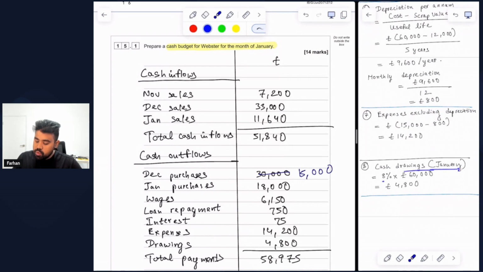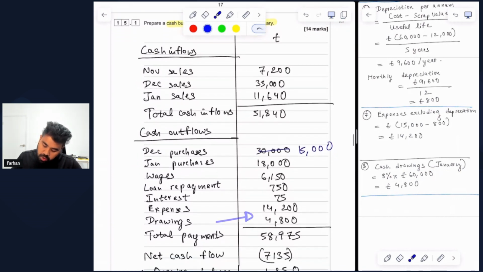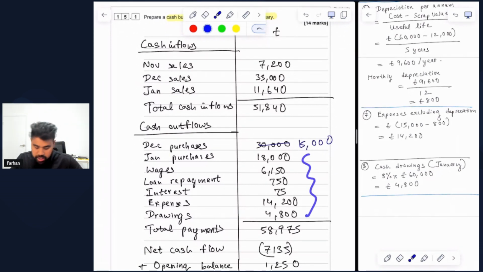And the percentage that we draw is 8% of the total sales. So 8% of £60,000 gives us £4,800. Drawings refer to outflow. That is why it's included in the section for outflow. So once you have all the numbers in place, let me just add them up quickly to check that the total cash outflows or the payments are £58,975. Just going to double check this. Yep, it's £58,975. So that's all right.